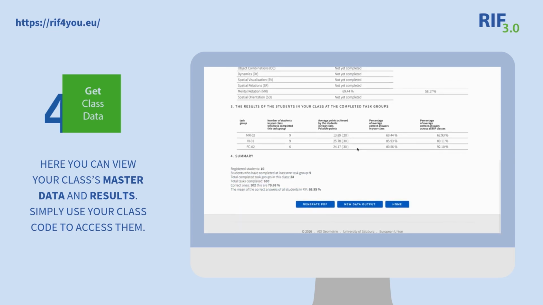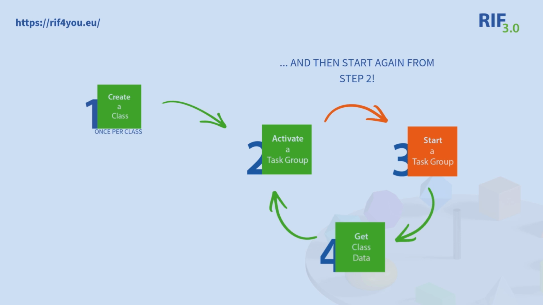Finally, you see the results of the students in your class at the completed task groups and a summary. Once you have completed these 4 steps for each class, simply move on to the next task group and start again from Step 2. You only need to complete the first step once per class.